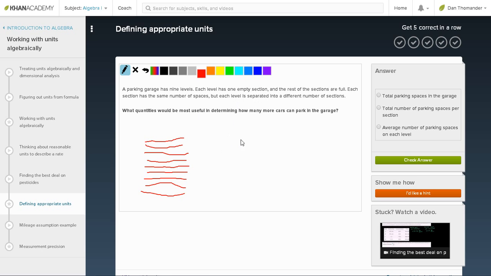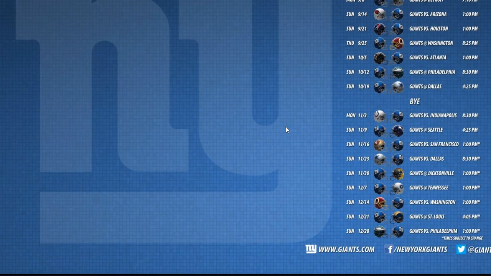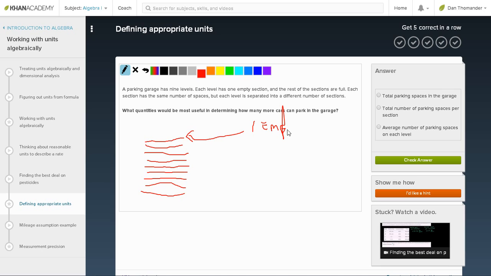Now each level has one empty section. So in each one of these, I have one empty section. Oh boy, I hate doing that. That's a P, T, Y, and it's a section that's empty. If I had a pencil or something, I would be so much better at this, right? And I would draw little cars going in. Anyway, there's one for each of these levels. That's what my little drawing is representing, one for each, and so on down to 9 total levels, right?